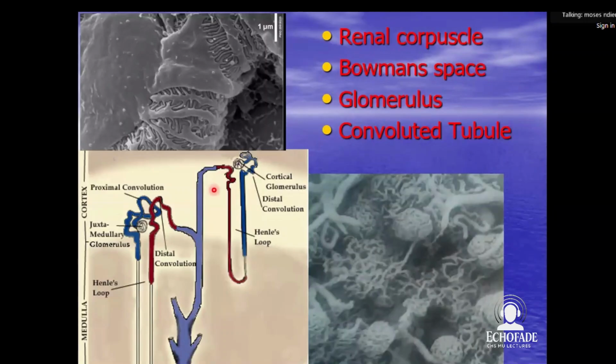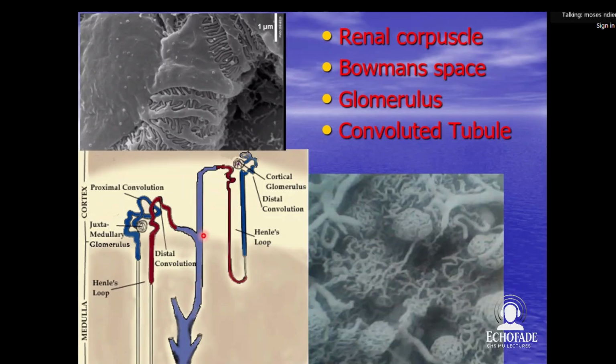Nephron as the functional unit. And then we have the nephron opening into the collecting duct. The collecting duct together with the nephron are referred to as the uriniferous tubule. So the collecting ducts are not part of the nephron. They are referred to as the uriniferous tubule.